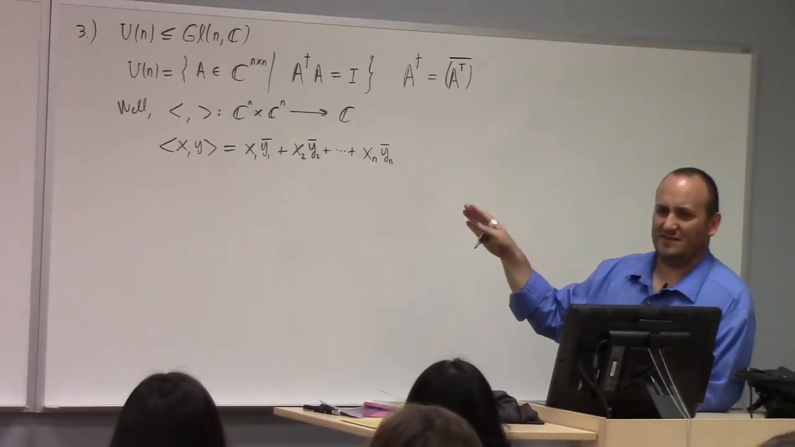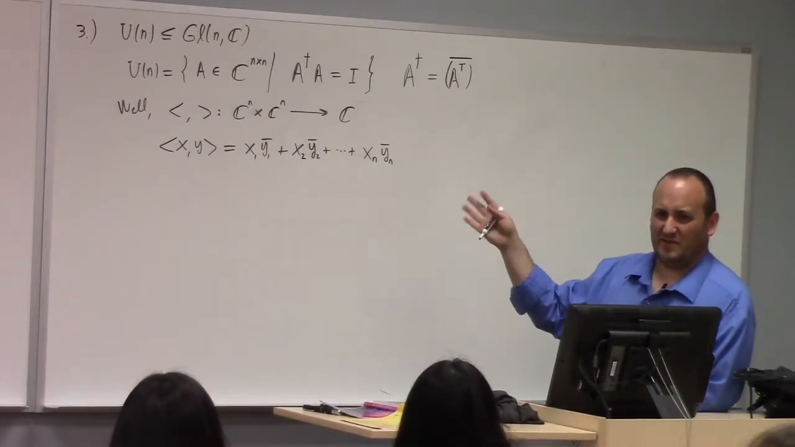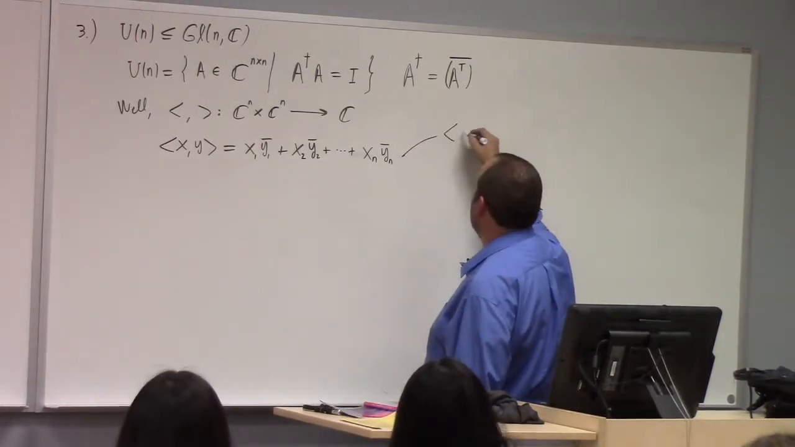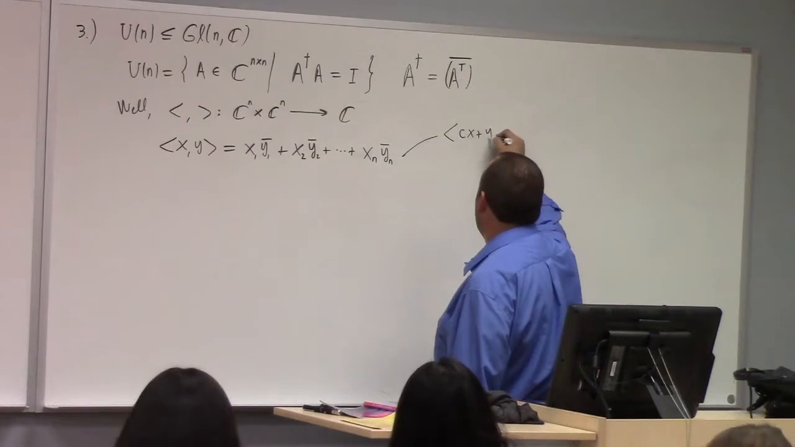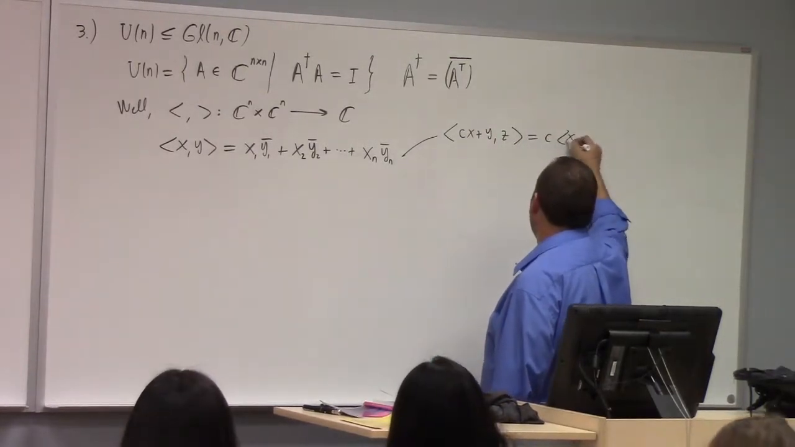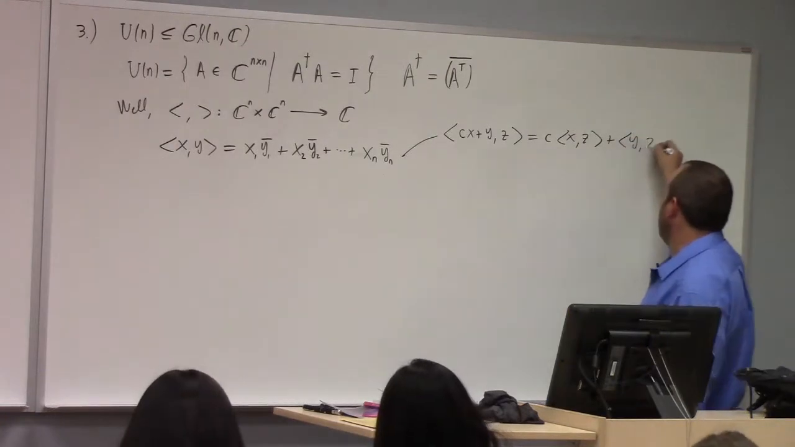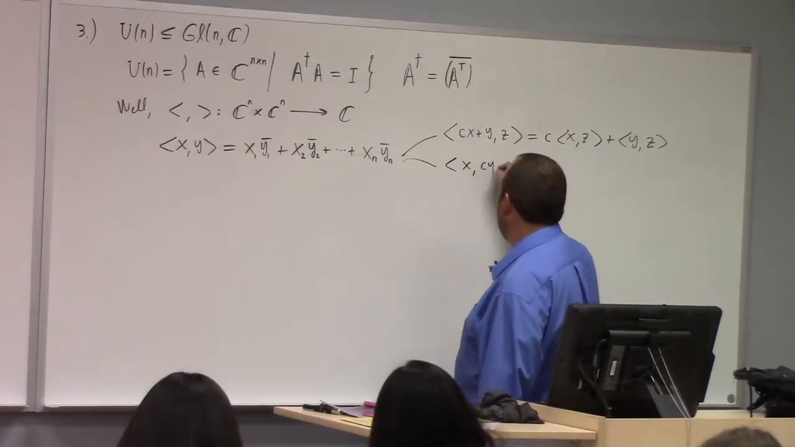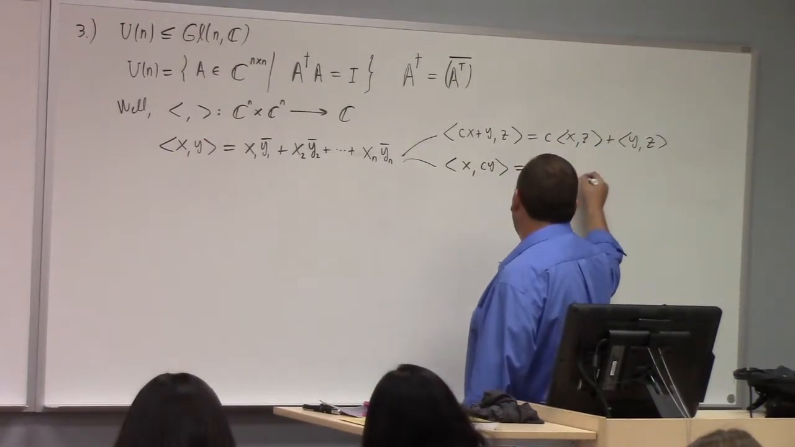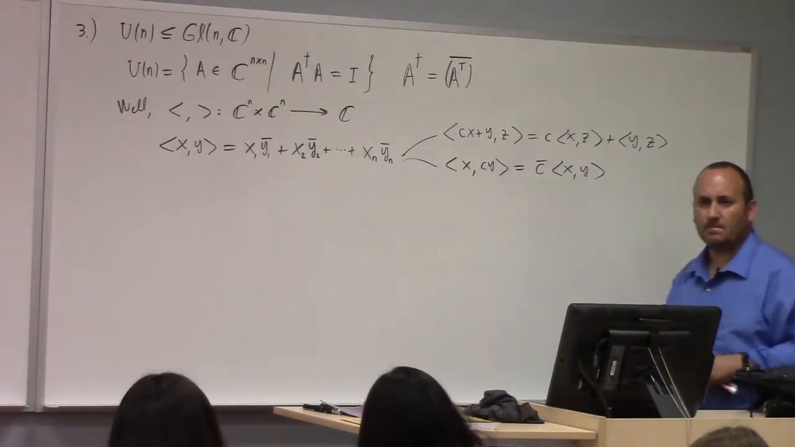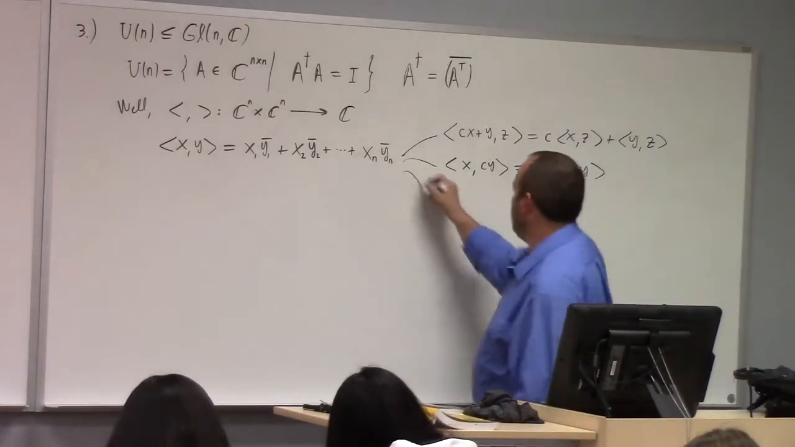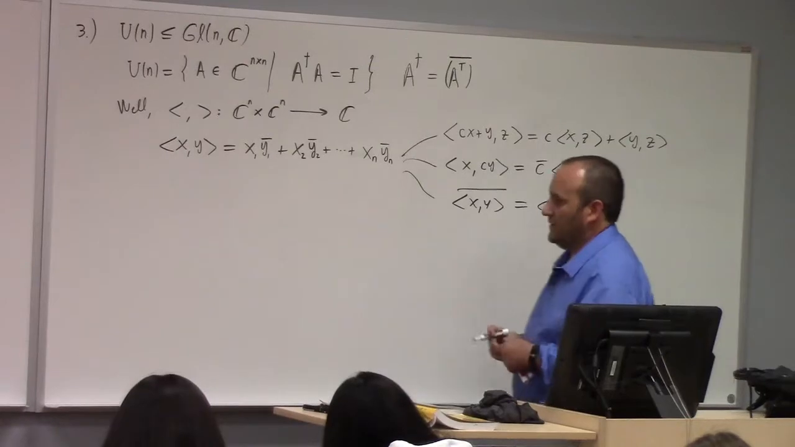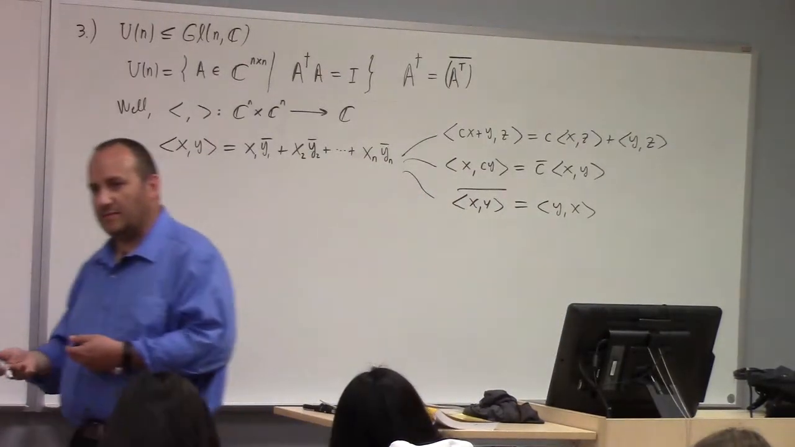It's linear in the first slot, but conjugate linear in the other slot. So the properties of this inner product are a little bit weird. If I have cx plus y, z, it's c times xz plus yz. That's just ordinary linearity in the first slot. But in the second slot, constants pull out with conjugates. And it's not symmetric, but we do have this: the conjugate of xy is yx. I don't know if you saw this in linear algebra.